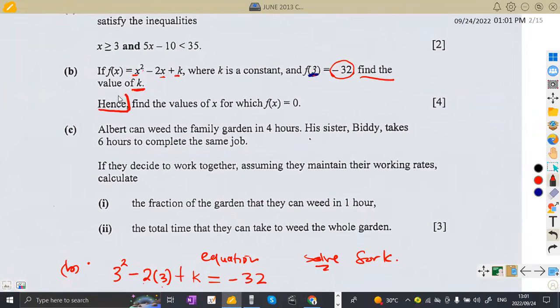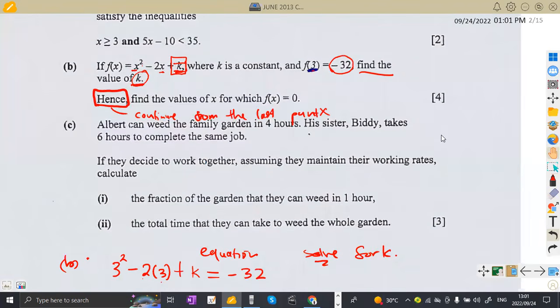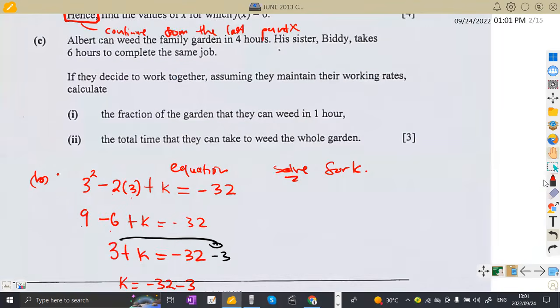Guys, I told you about the word hence. Hence means continue from the last part. That is what this part actually means. So which was the last part that we are talking about? We are talking about the last part where we calculate the value of k, which is the constant. We now have this k here. So we can rewrite our f of x like this. Before we solve this, we are going to rewrite our f of x.